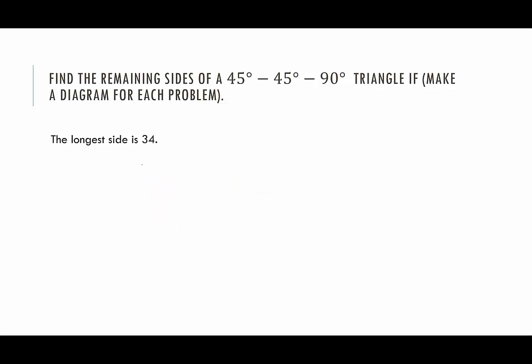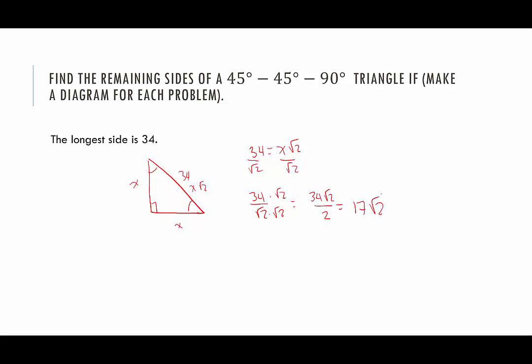One more, the longest side is 34. We have to throw in something awkward here. I mean, 34 doesn't look awkward, but it will be in a minute. You'll see. So this is 45 and this is 45. This would be x root 2. So what we know this time is that 34 is equal to x root 2. To figure out the legs, we would divide both sides by root 2, and oopsie, we need to rationalize the denominator. So we're going to multiply both the numerator and denominator by the square root of 2. This gives me 34 root 2 over 2, which we can simplify to 17 radical 2. So we can say that in this case, the legs are 17 radical 2.